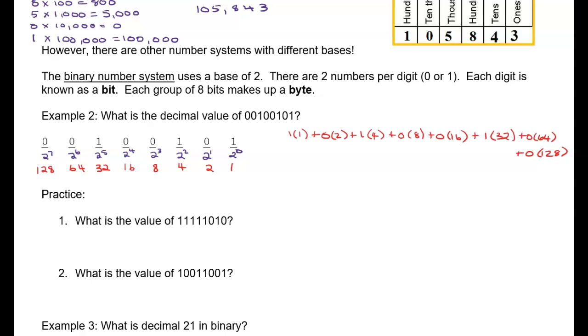In the end, this just becomes 1 plus 4 plus 32. All of the other values are 0. So I have 1 one, 1 four, and 1 thirty-two. If I add these up, just like in the previous example, I get the number 37. So that means the binary number 00100101 converts to 37 as a decimal value. And that's how you would convert from binary to decimal.